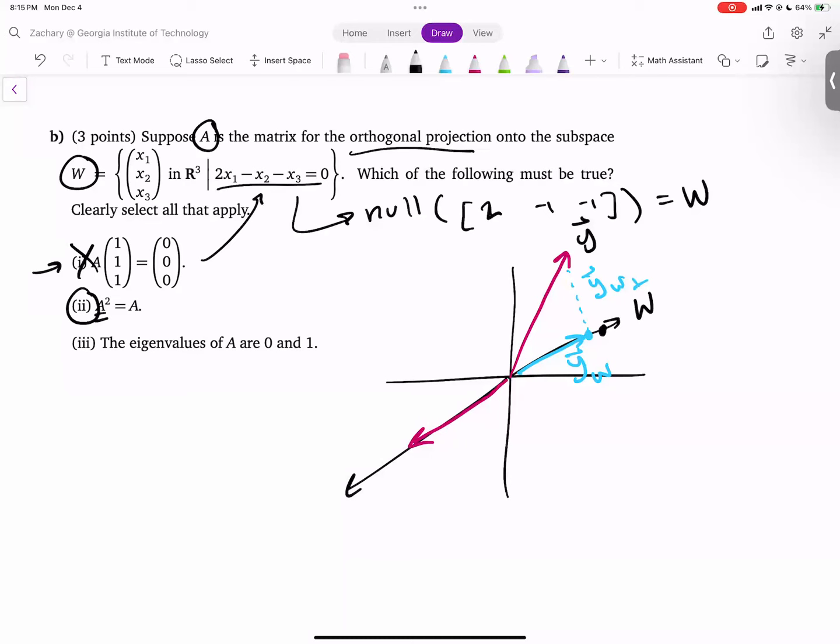The last one we're describing here is the eigenvalues of this matrix A that describes W. Well, A describes a projection. So what must the eigenvalues of A be? 0 and 1, right?